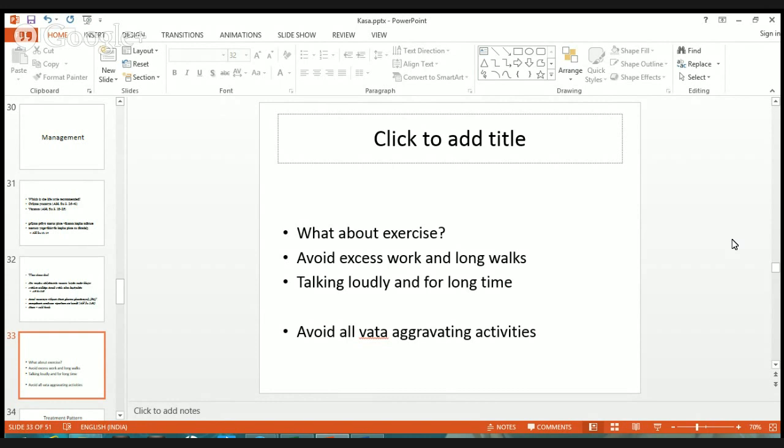Then, other factors like traveling, bumpy rides, staying awake at night, irregular timings for taking food, taking foods which are more dry, and foods having the bitter, pungent, and astringent tastes. These are the three different tastes which aggravate vata. So, this kind of vata aggravating activities should be avoided.